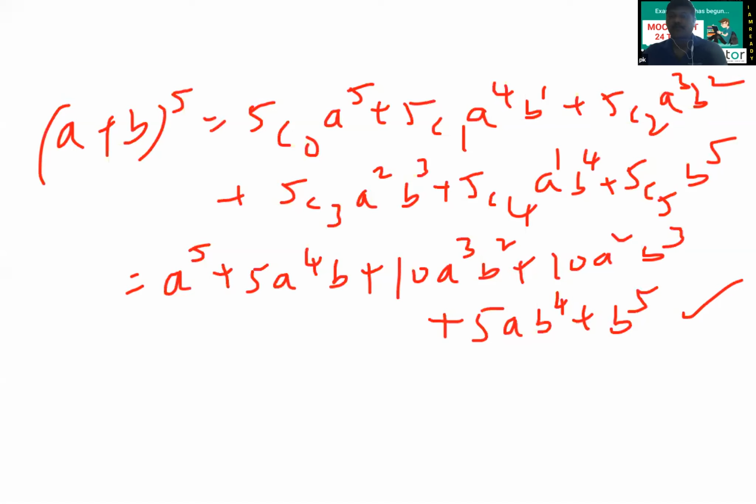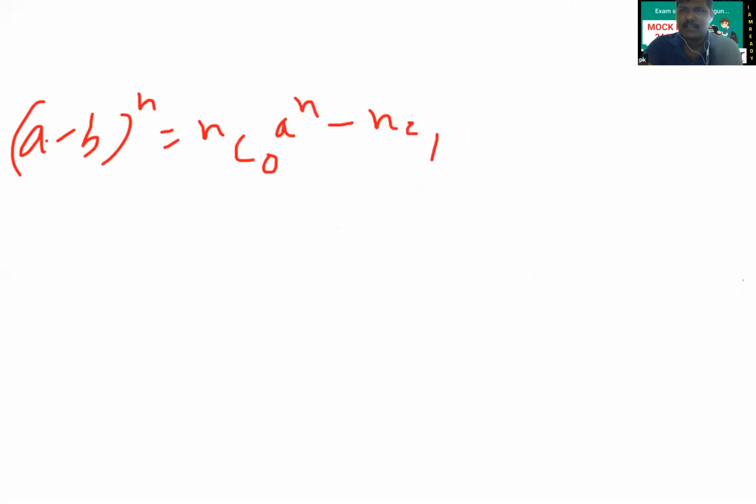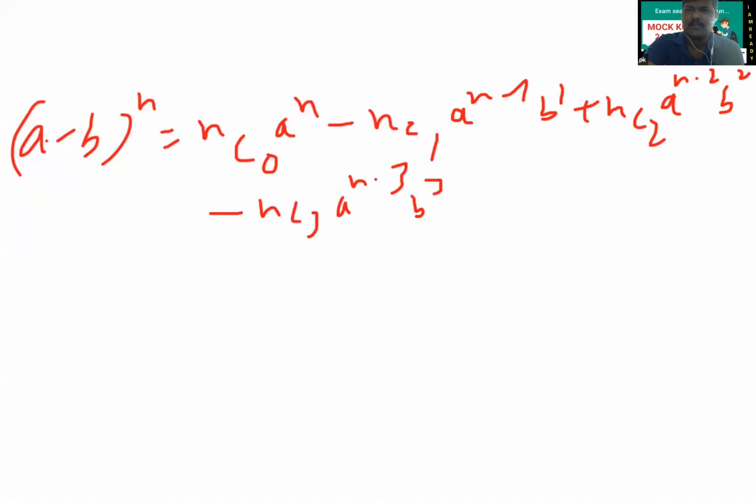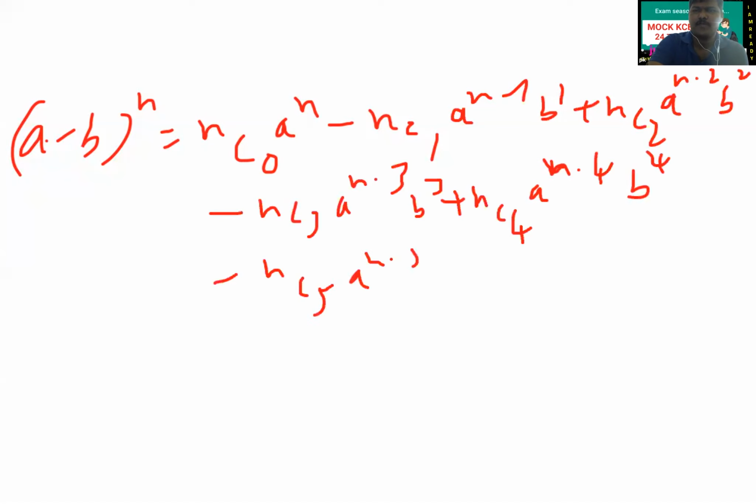Complete. Good. Suppose, dear students, a minus b whole power n is there. How to write this formula? Minus is there. NC0 a power n minus NC1 a power n minus 1 b power 1 plus NC2 a power n minus 2 b power 2 minus NC3 a power n minus 3 b power 3 plus NC4 a power n minus 4 b power 4 minus NC5 a power n minus 5 b power 5 plus and so on. That means alternate you will get plus and minus if a minus b whole power n formula.